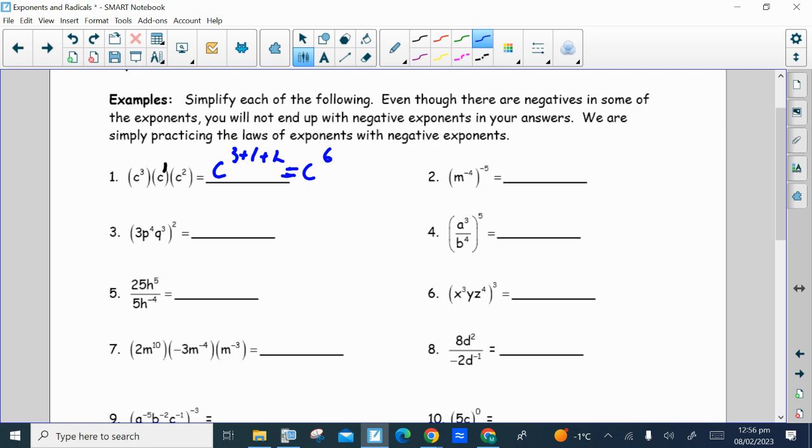Number 2, we have one exponent raised to another. The law says you multiply the exponents and the base stays the same. Negative 4 times negative 5 is positive 20. So there's our answer.